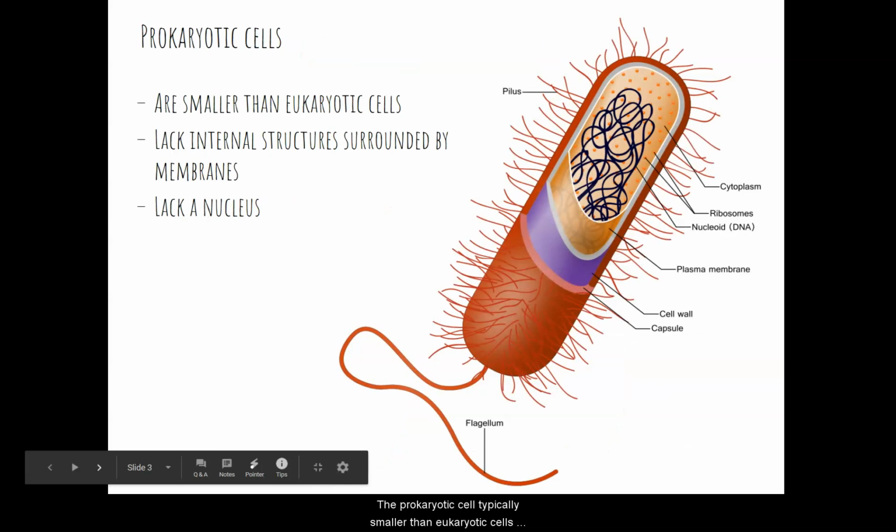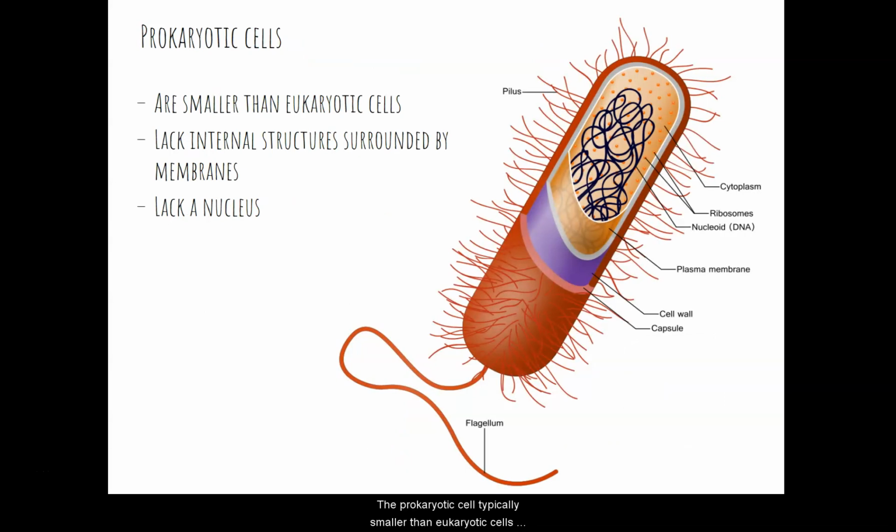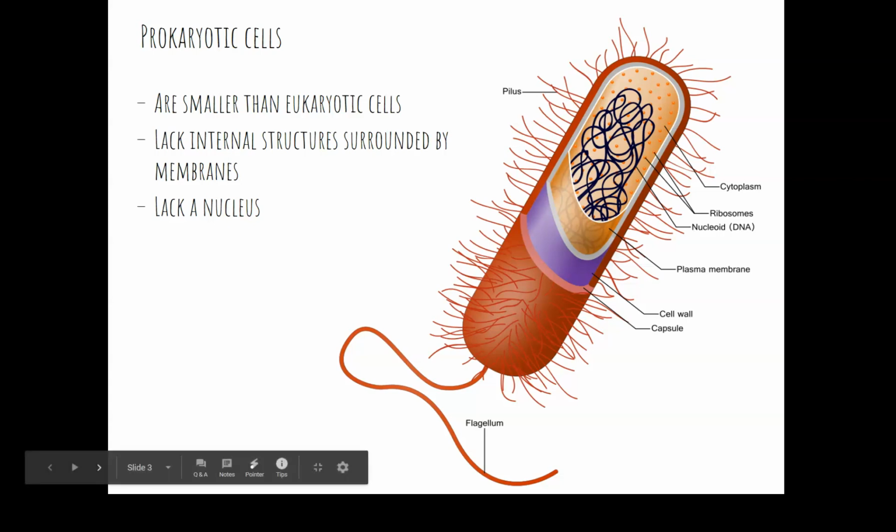So prokaryotic cells, these are typically smaller than eukaryotic cells. They do not have internal structures that are surrounded by membranes, and they lack a nucleus. So they have DNA that floats in a cytoplasm. They've got a plasma membrane. They often have a cell wall which is thick and helps to protect them from drying out, a capsule, and a flagellum which helps them to move.